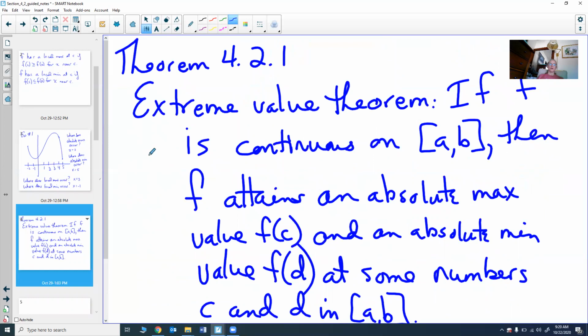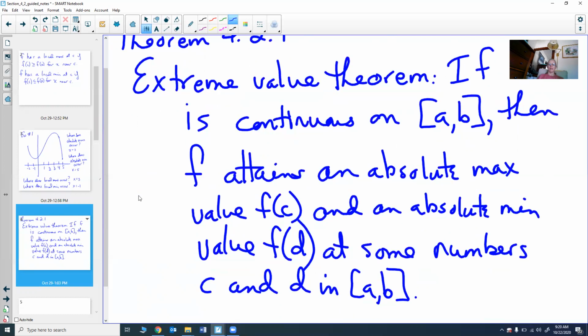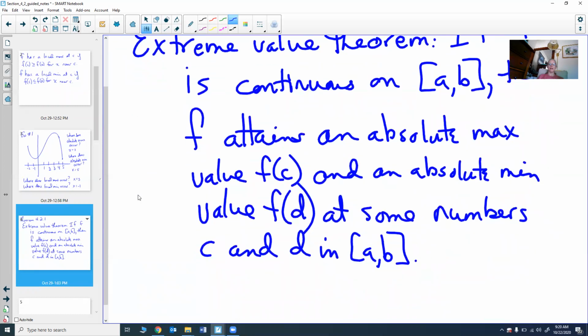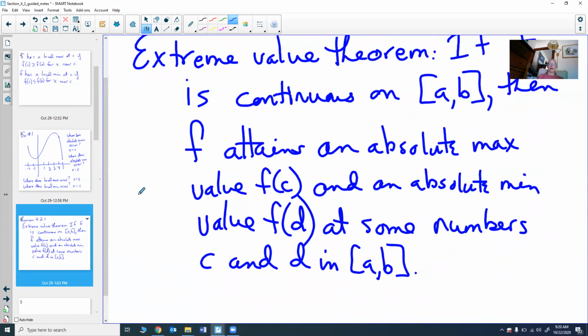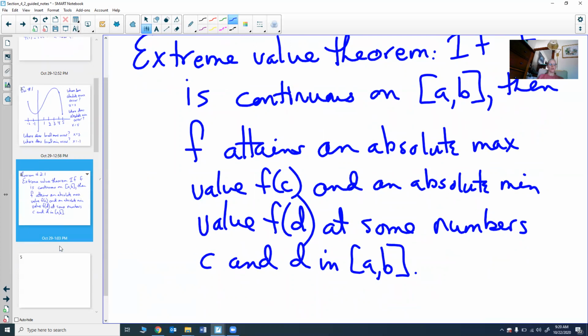Now, there's a theorem that I want to talk about. It's called the extreme value theorem. And it says if f is continuous on some closed interval from a to b, then f obtains an absolute max value, f of c, and an absolute min value, f of d, at some numbers c and d in [a, b]. And so this is actually what we call an existence theorem. It just tells me they will be there. They will occur, so go look for them. So we like an existence theorem because it tells us to go look.